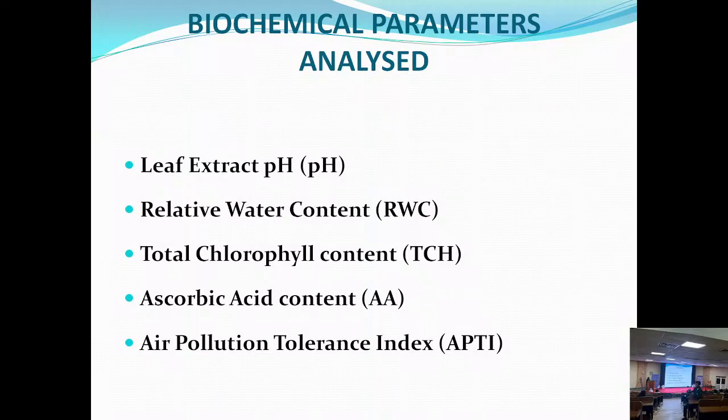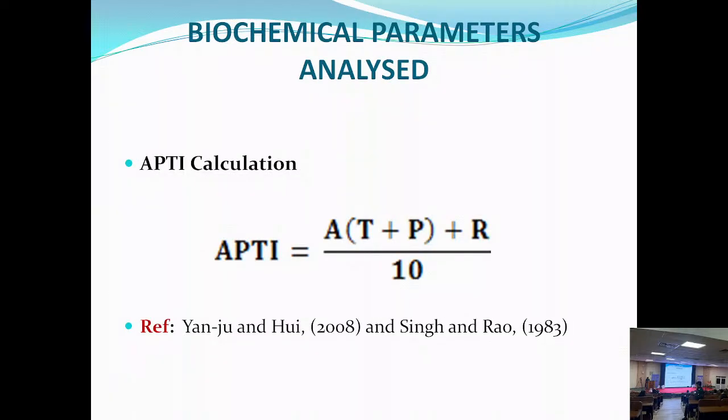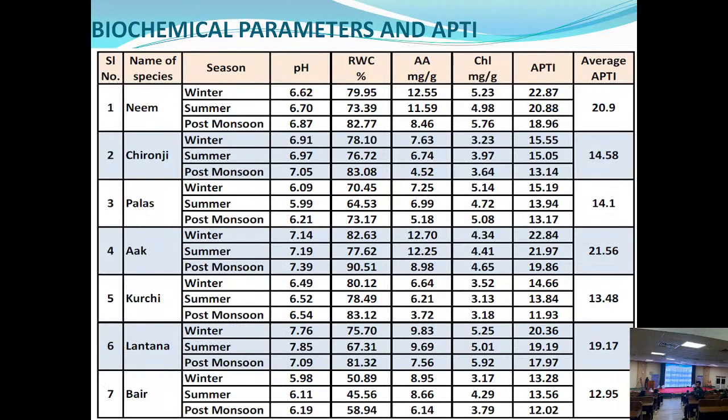we have assessed biochemical parameters like leaf extract pH, relative water content of the leaf, total chlorophyll content of the leaf, and ascorbic acid content, and all these 4 parameters are combined to find out the air pollution tolerance index. Next, this is the formula for calculation of air pollution tolerance index, and I have taken this formula from the reference. Next, this is the data. We have sampled 3 times for 3 seasons: winter season, summer season, and post-monsoon season.